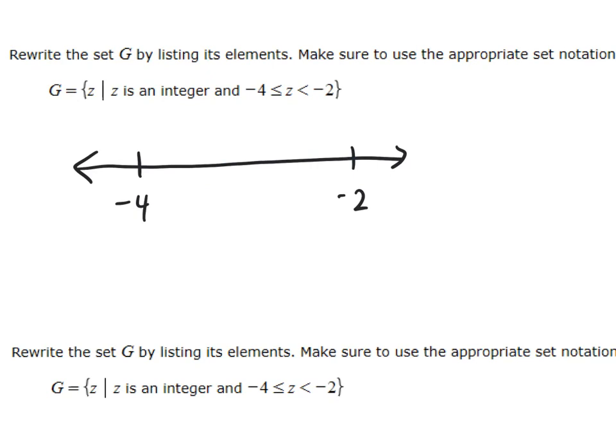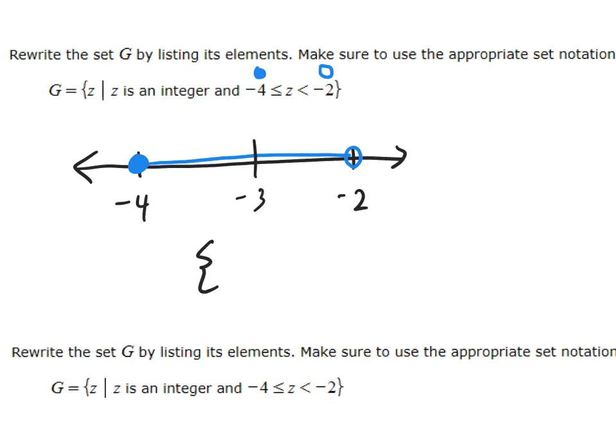Look at this example. -4 is less than or equal to z, which is less than -2. First off, we've got to start with a closed circle because we are including the -4. For -2, we have an open circle because we're not including the -2. So here's our number line. We want to see what values are going to be included in the set notation. Really there's only one value there. Let me put that more in the middle between the two.